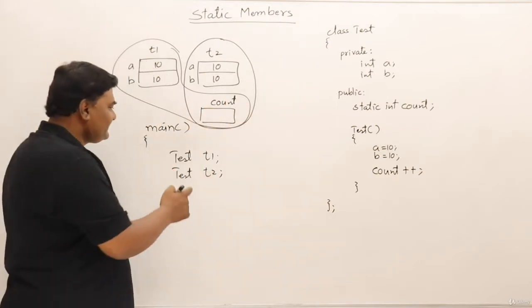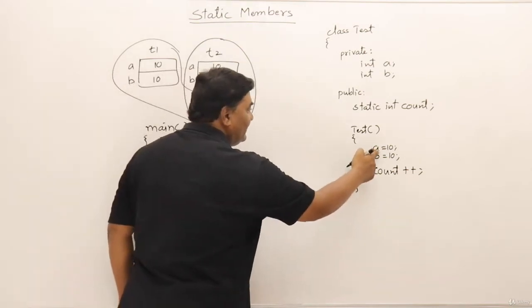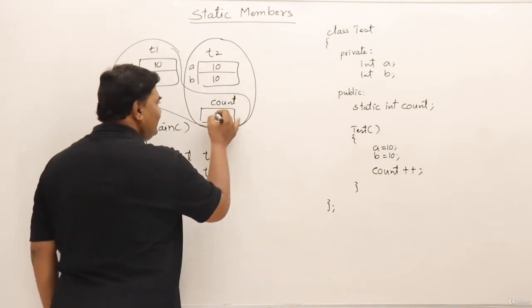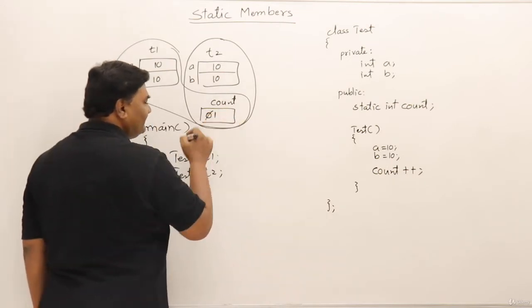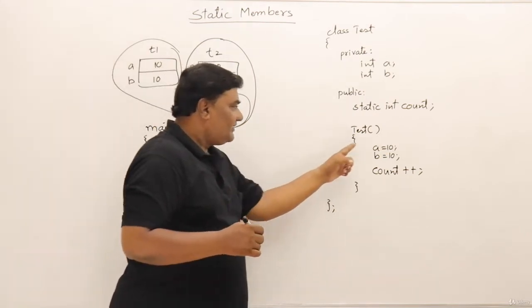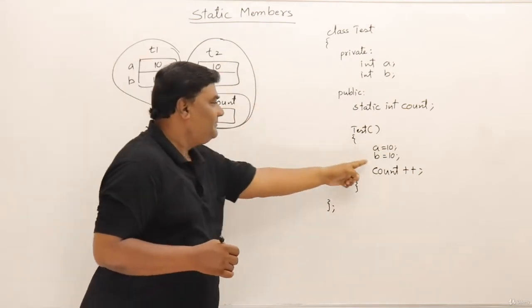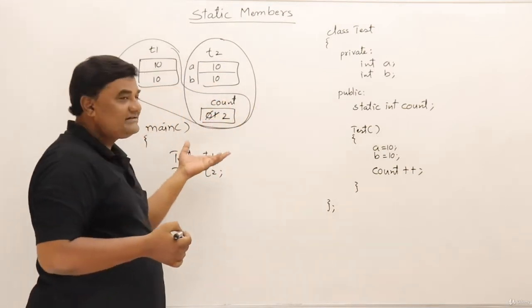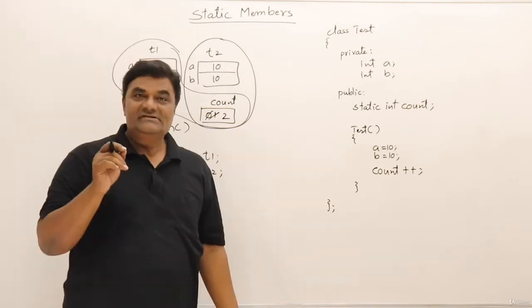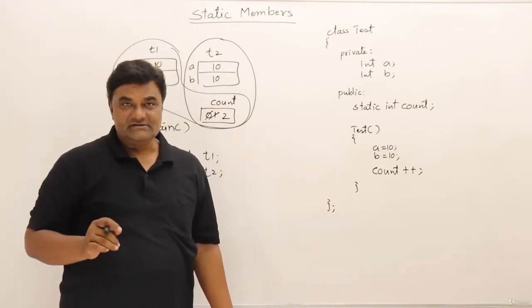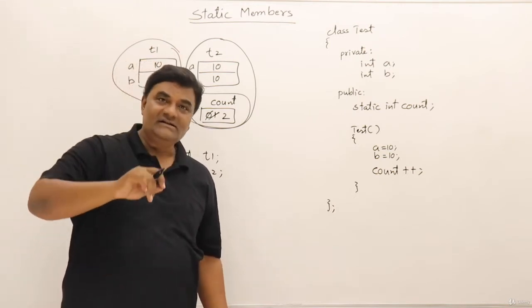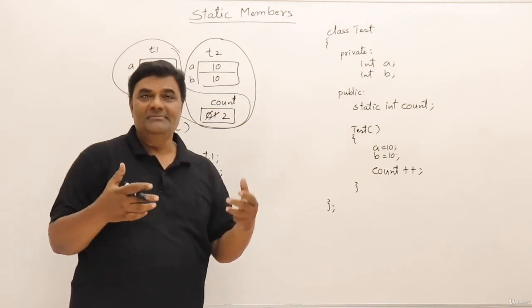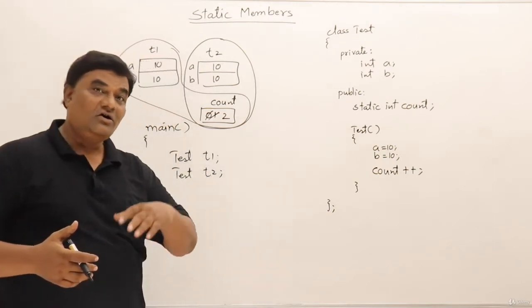Now let us see what happens. Test T1: the constructor is called, A is assigned 10, B is assigned 10, and count plus plus. So what is in count? Assume that it is 0. So 0 became 1. Then Test T2: again the constructor is called, A is assigned 10, B is assigned 10, and count plus plus. Count becomes 2. So both are accessing the same member. Such data members are static data members of a class. They belong to the class and are common for all the objects. So they are shareable members of a class, shared by all the objects of the class.